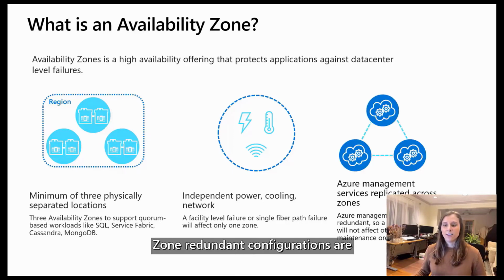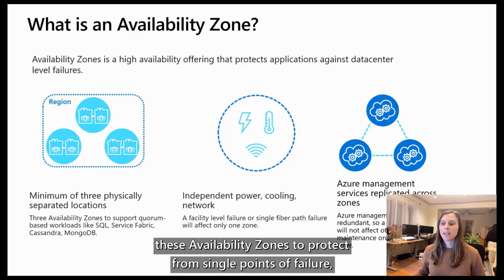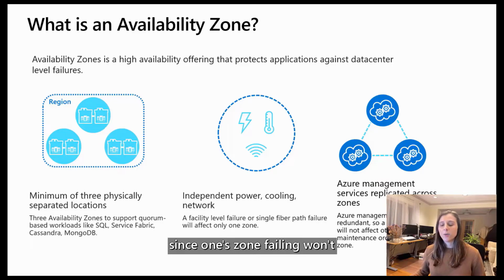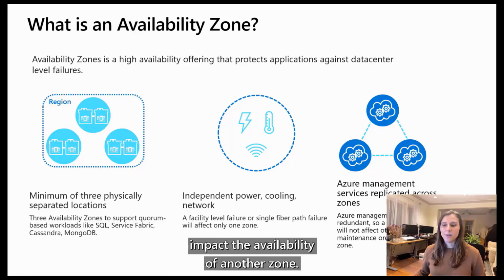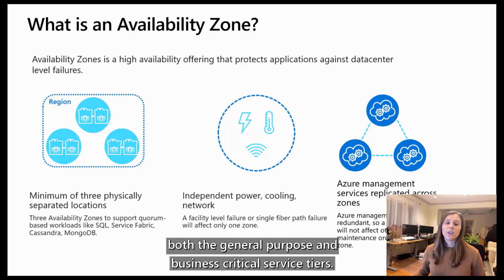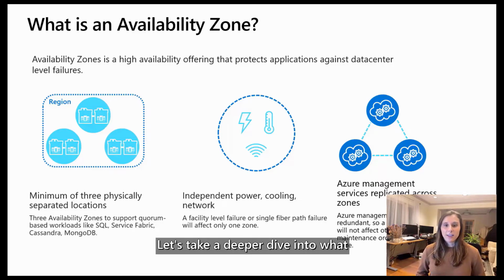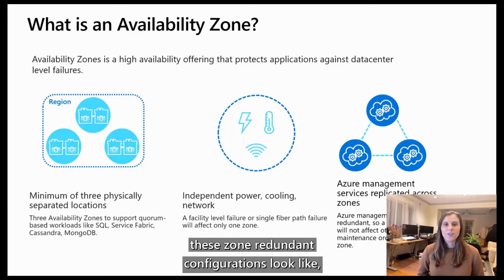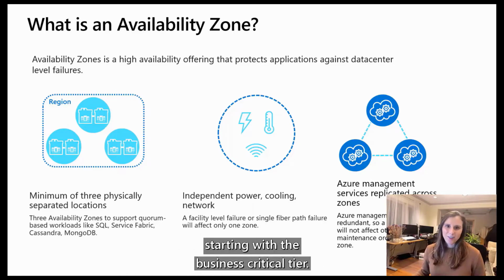Now, zone redundant configurations are when the Azure platform automatically replicates your service across these availability zones to protect from single points of failure, since one zone failing won't impact the availability of another zone. Azure SQL Database currently offers the zone redundant configuration for both the general purpose and business critical service tiers. So let's take a deeper dive into what these zone redundant configurations look like, starting with the business critical tier.